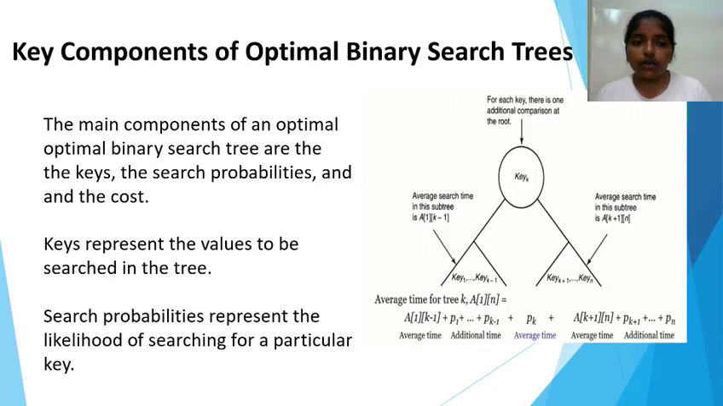Next, I will talk about the key components of optimal binary search trees. The main components are the keys, the search probabilities, and the cost. Key represents the value to be searched in the tree. Search probabilities represent the likelihood of searching for a particular key.